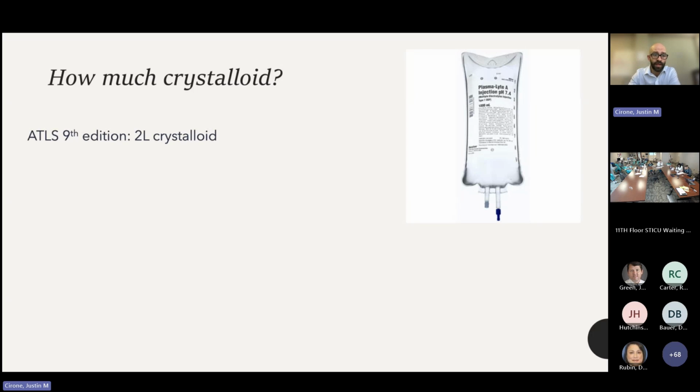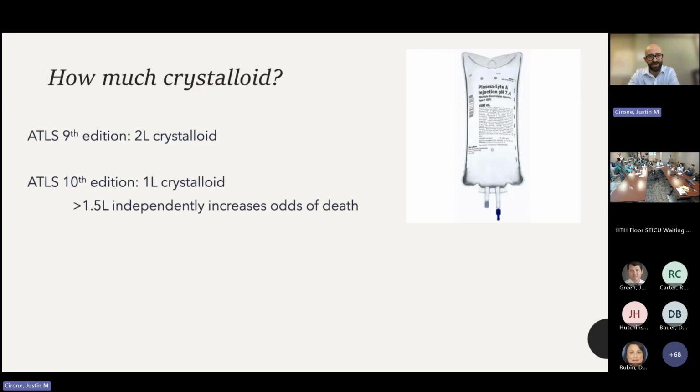the ATLS 9th edition, which came out several years ago now, said 2 liters of crystalloid should be administered when somebody comes in in some kind of hemorrhagic shock. Then the 10th edition came out and said, actually, it's probably more like 1 liter of crystalloid. And then they also had a caveat where they mentioned that there were great studies showing that more than 1.5 liters of crystalloid infusion independently increases odds of death.